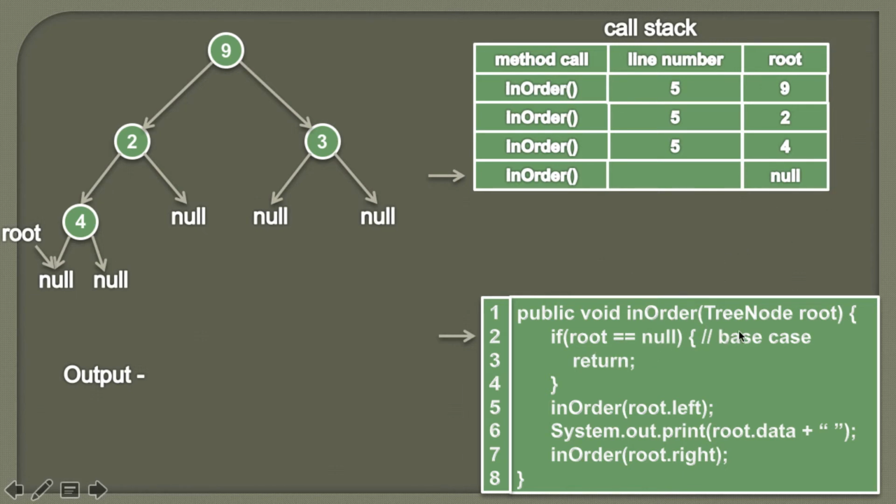Therefore we have reached our base case, which makes sense because when we encounter a null value, it means there are no nodes to be traversed. So we simply return from this method. And once we return from this method, we know that this method will be removed from the call stack and the execution point will go to the method which called this method. So now the execution point reaches here.